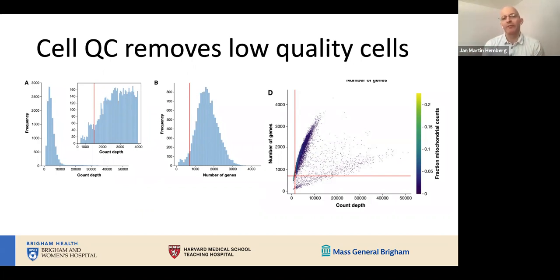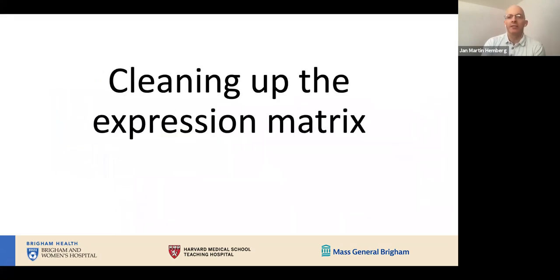And again, you want to remove on both ends, not just at the bottom end, but also if you have outliers with very high counts, they can also mess up your analysis later on. So yes, I think I will pause it here.